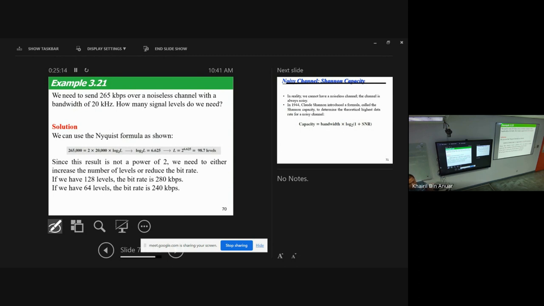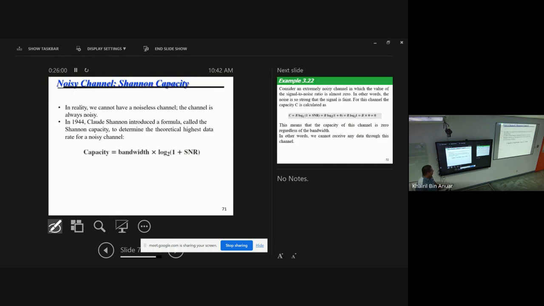Based on the bit rate, perhaps you need to know the number of levels. So what you can do is that you know the bit rate, then you need to rearrange your calculation so that you're able to find the number of levels that you need to use. Here it gives 98.7 levels. So again you have to decide: either go to 128 levels, because if we have 64 levels you are lower than that and the bit rate is much lower, but if you go to 128 levels, then your bit rate is higher.